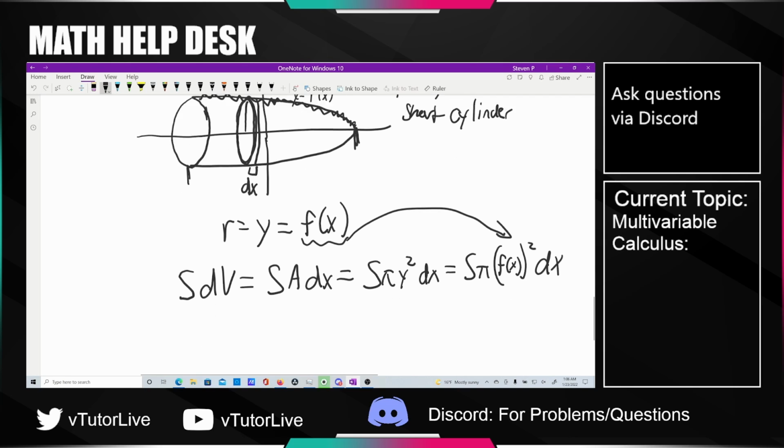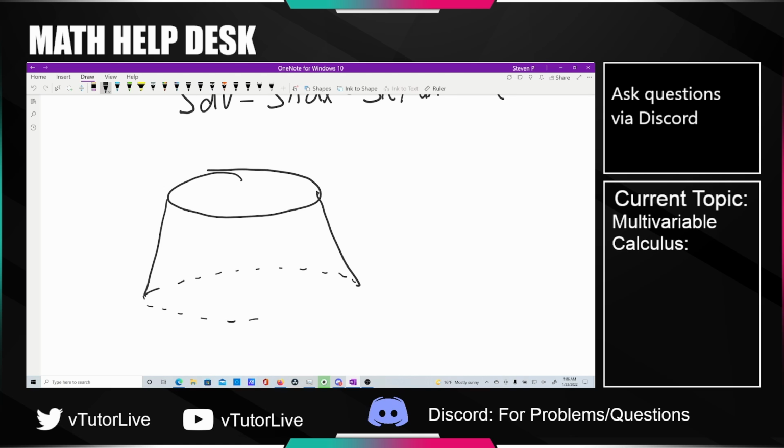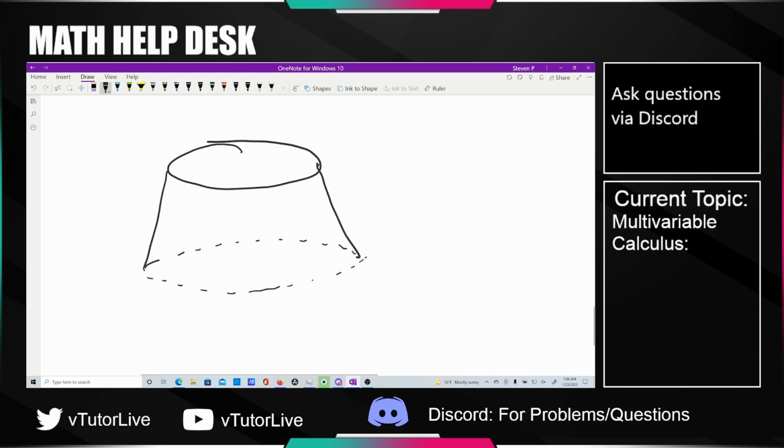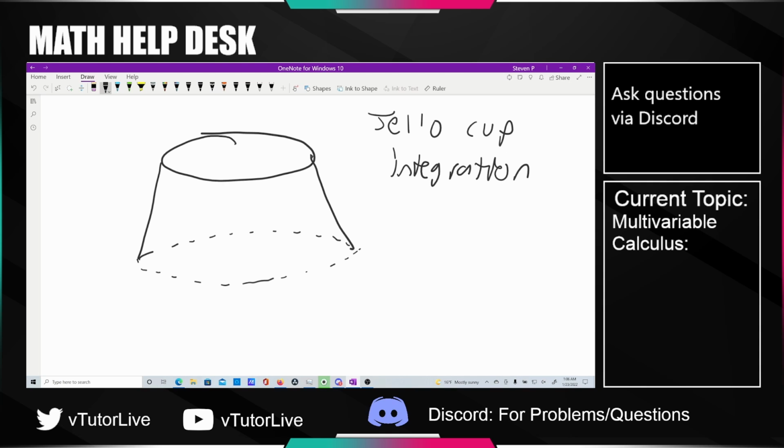You're talking about this kind of like, what the heck do you call this object? It kind of looks like one of those Jello cups that you maybe ate when you were 6 years old, right? I don't know, or at least I think I had them. But what do you want to call these? Jello cups, like demented circular trapezoids? What are these? Okay, Jello cup integration. I don't know. I've never heard of anyone actually come up with a name for these, so maybe I'm coining it now.